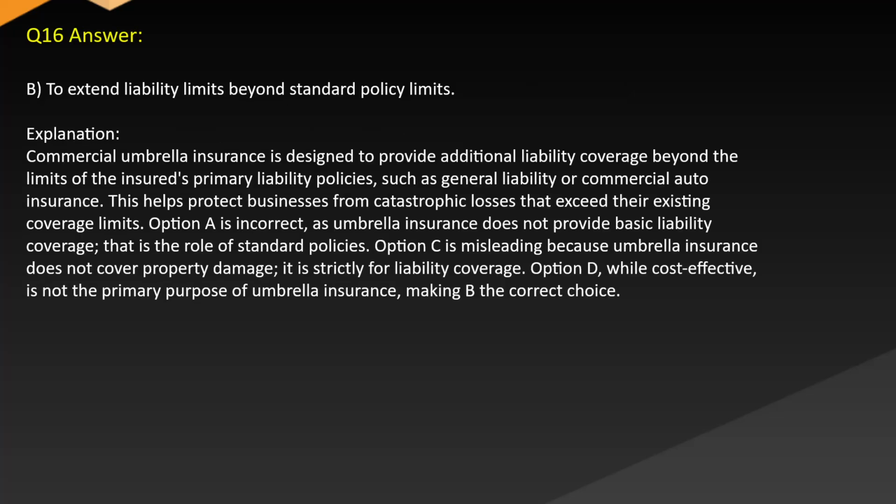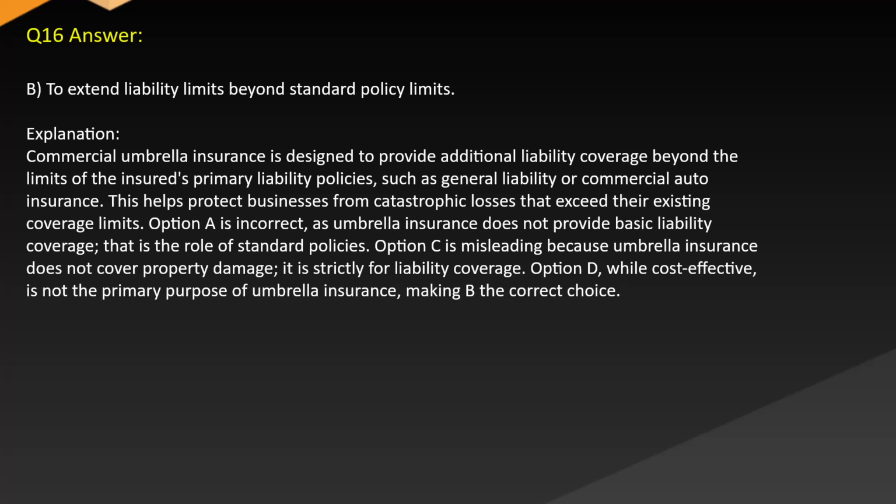Answer: B. To extend liability limits beyond standard policy limits. Explanation: commercial umbrella insurance is designed to provide additional liability coverage beyond the limits of the insured's primary liability policies, such as general liability or commercial auto insurance. This helps protect businesses from catastrophic losses that exceed their existing coverage limits.